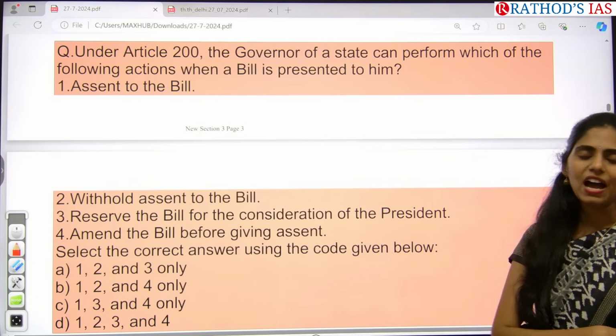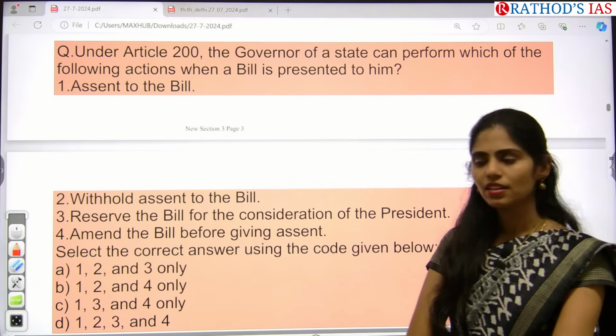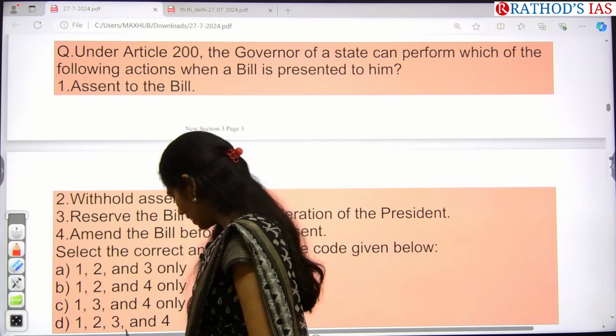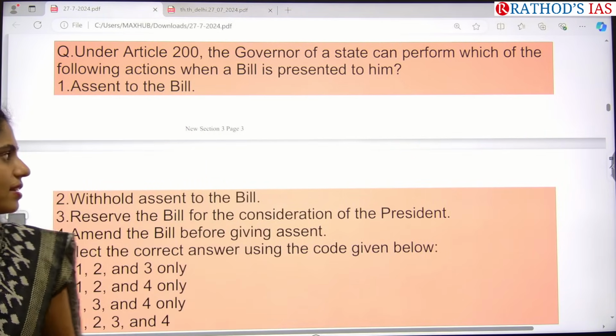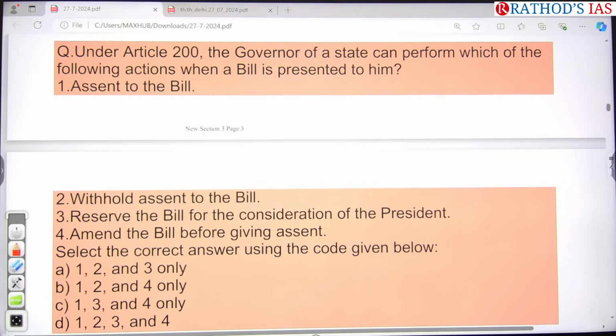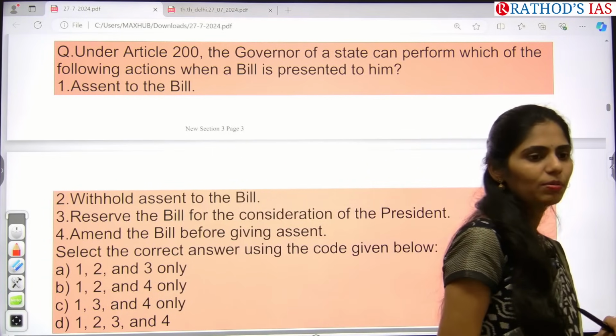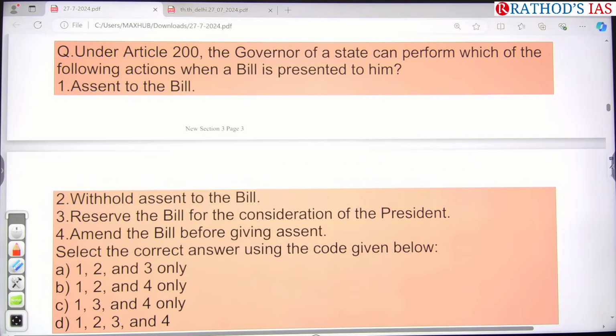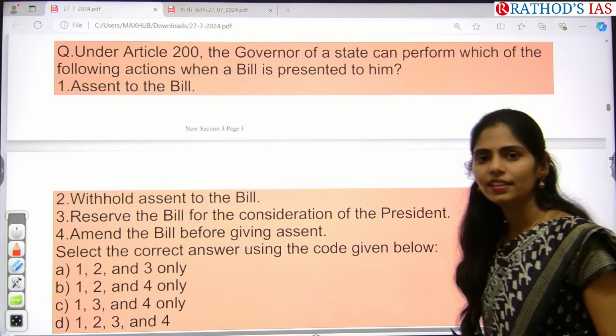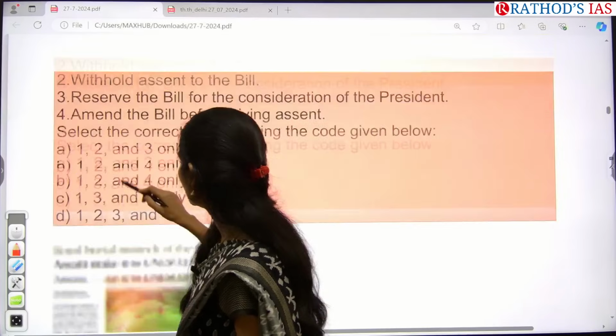Which of these powers does the governor have? Which are the powers the governor has regarding Article 200? Please let me know the answer to this question in the comment box. Okay, clear? Now let us see the next article.